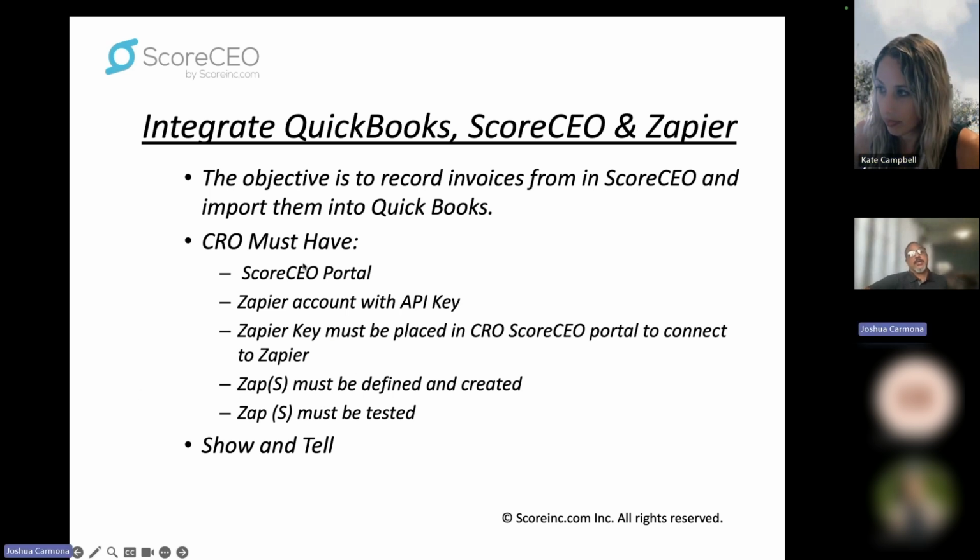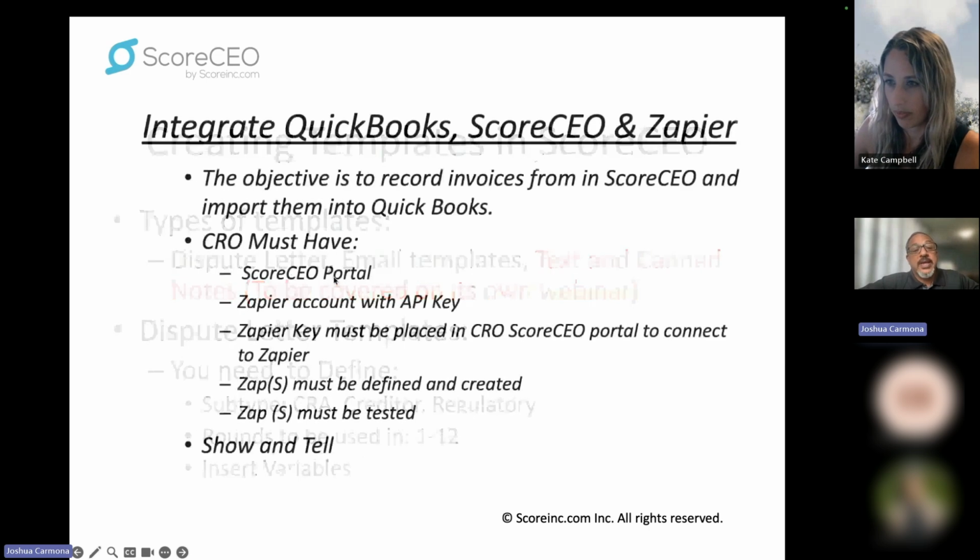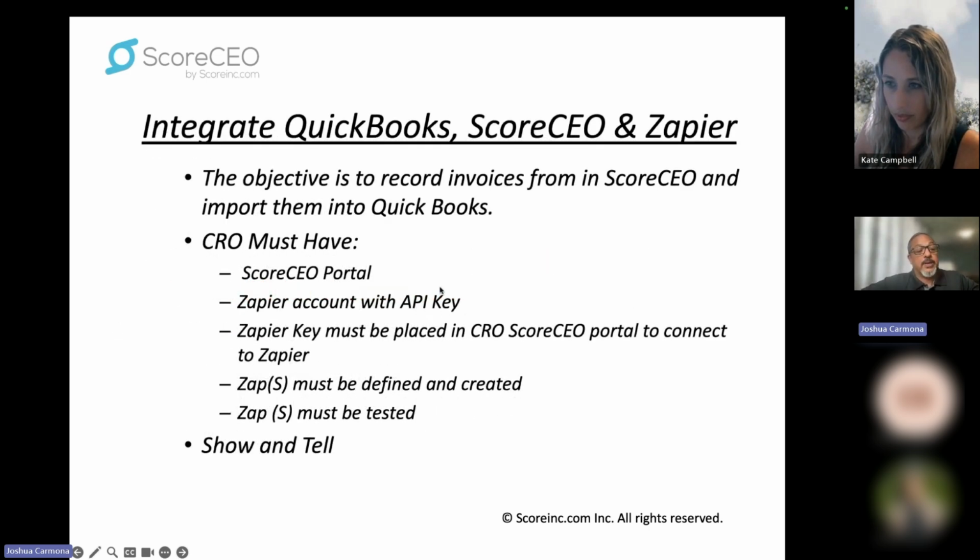Awesome. So there's a few housekeeping things that we need to discuss. When integrating with other software, the same way we integrate with Dropbox eSign and Authorize.net, you need to have a ScoreCEO portal. Right? You need to have a Zapier account with an API key, right? Because in order for us to connect to your Zapier account and use your Zapier account to create Zaps, you need to have an account with Zapier. And they'll provide you with an API key. That API key is placed into ScoreCEO, and we're able to then ensure that ScoreCEO is connected to Zapier.